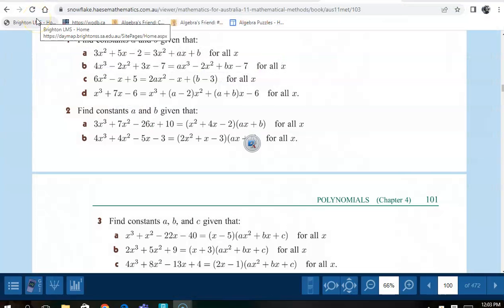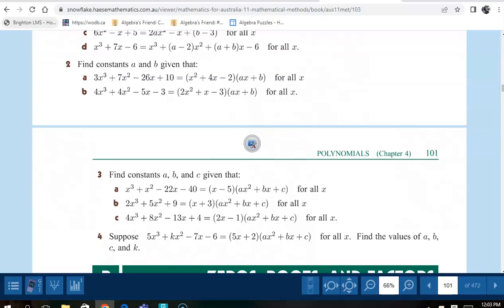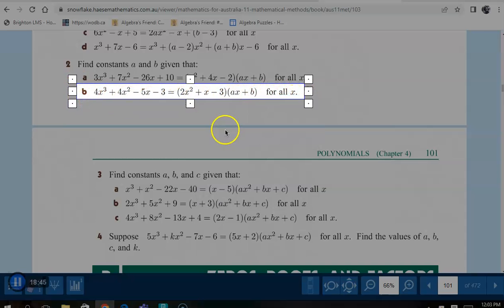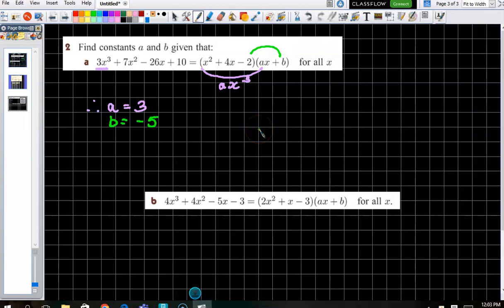Next. Oh, another bit of a pathetic one. I didn't read my own instructions. I think it was question 3 we're meant to do. Sorry about that. It's all right. We're warming up.